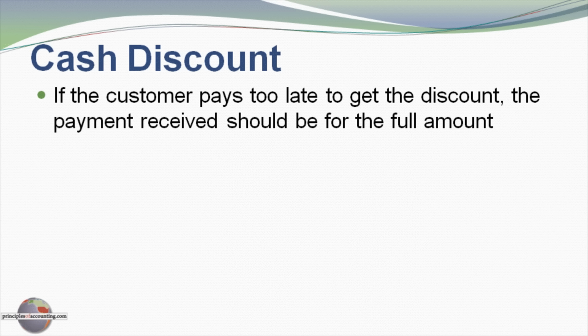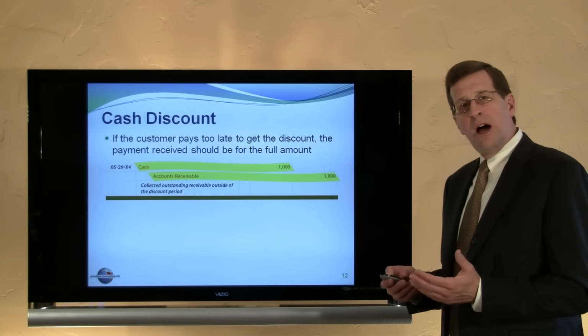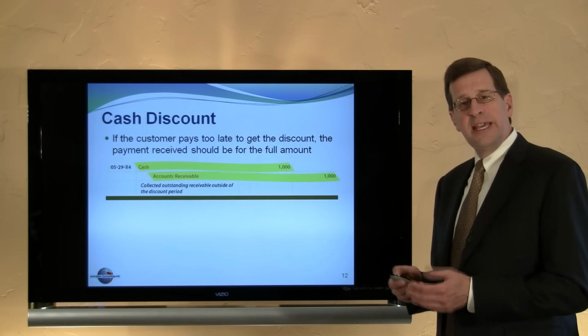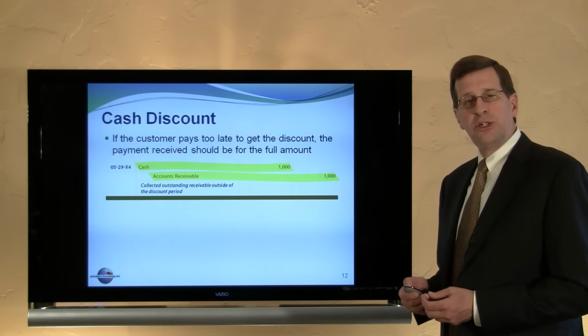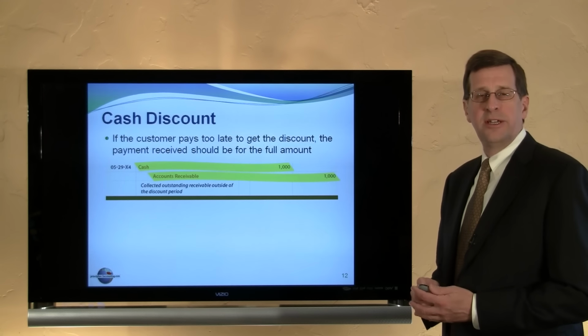Now, it's possible the customer will not take the discount. They'll simply pay the full $1,000 amount too late to get the discount, outside of the discount period, in which case we'll do the normal thing, which is debit cash and credit accounts receivable to reflect the conversion of the full receivable into cash. In a subsequent module, we're going to see how sales discounts appear in the measurement of the net sales for the business and would appear on an income statement for a merchandising concern.